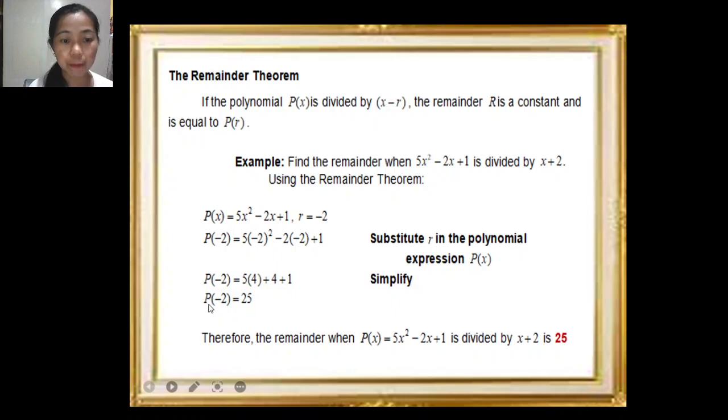So, what does it mean? P of negative 2 equals 25 is the remainder when p of x equals 5x squared minus 2x plus 1 is divided by x plus 2. So, when this polynomial is divided by x plus 2, our remainder is 25 using remainder theorem. Ulitin ko, pag ang pinagamit sa atin ay remainder theorem, in order to find the remainder, magsasubstitute ka lang sa mga x ng value ng r dun sa divisor. And then, kung ano yung lumabas sa result, yun yung remainder kapag dinivide yung polynomial dun sa binomial na yun. So, this is just by substitution.